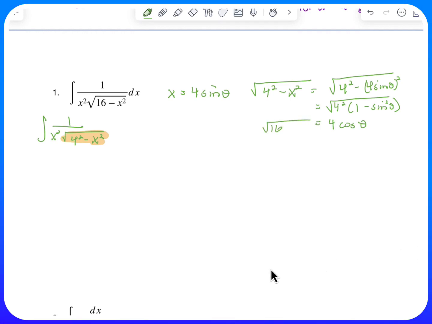So now I know that x is equal to 4 sine theta and the square root is equal to 4 cosine theta. Now I just need to figure out dx. I just find the derivative of 4 sine theta, and that's simply 4 cosine theta d theta. Now I'm going to change my problem in terms of theta, so I'm going to replace that radical with 4 cosine theta.